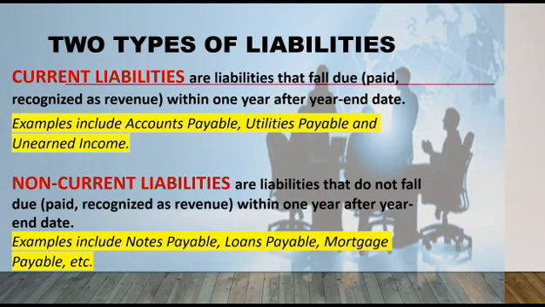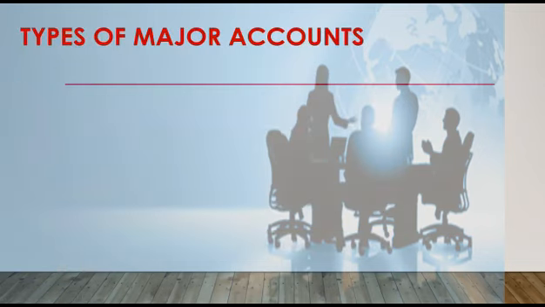Non-current is after 1 year, current liabilities within 1 year. If the owner can pay his or her liabilities within a year, they are considered current liabilities. While in the non-current liabilities, the owner can pay after a year. Is it clear, class? Do you agree? Okay. Now, let's proceed to the next type of major account.